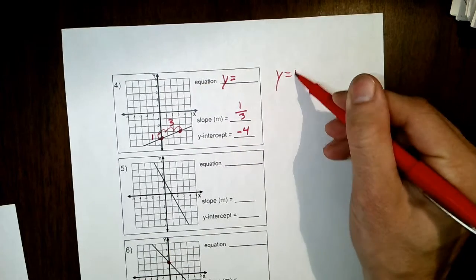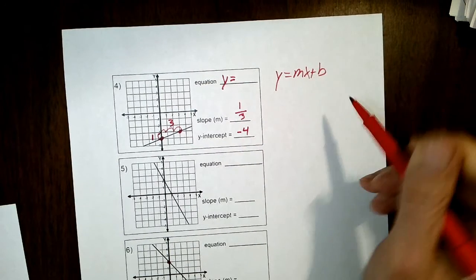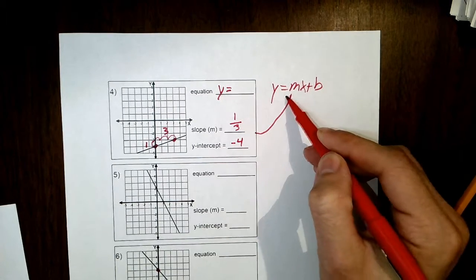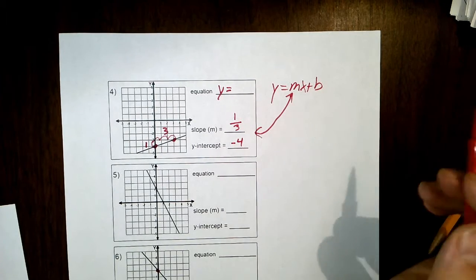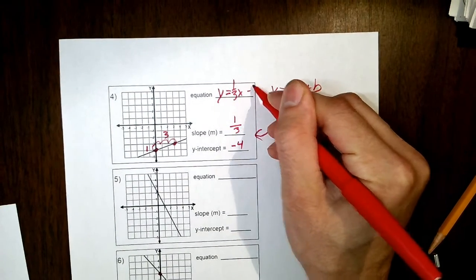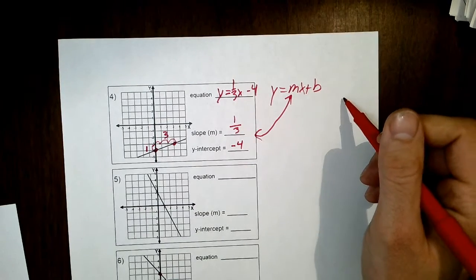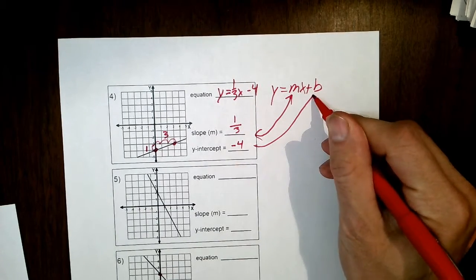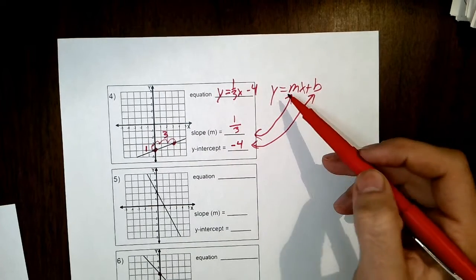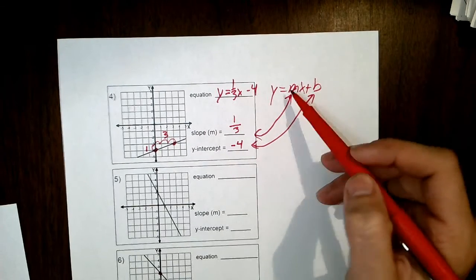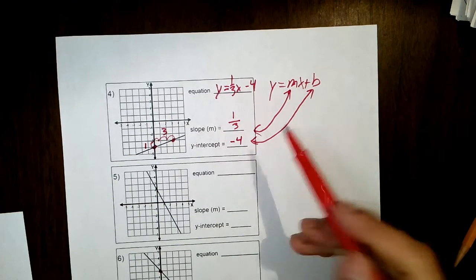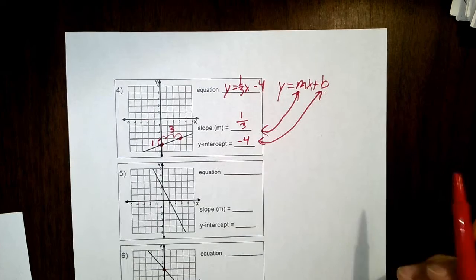Y equals mx plus b. Right? Slope first. Got that? Yeah. 1/3 x minus 4. So write that equation, guys, at the top just to remind yourself. M is slope. We dealt with slope for several weeks now. Y-intercept is a little newer. That's our b value.